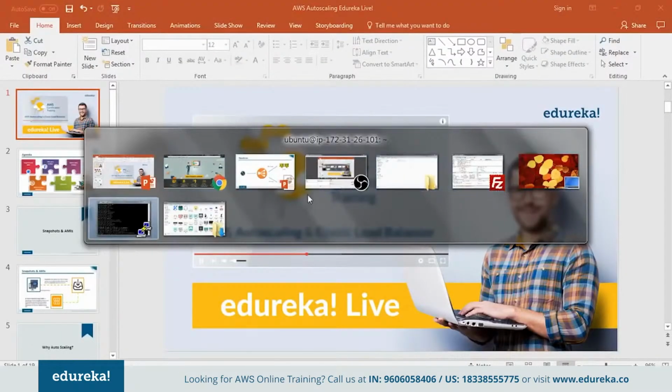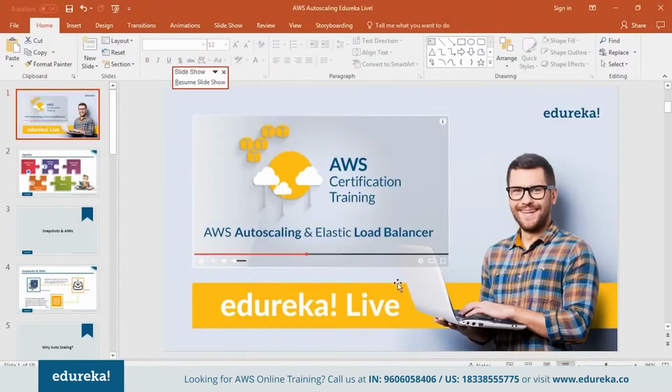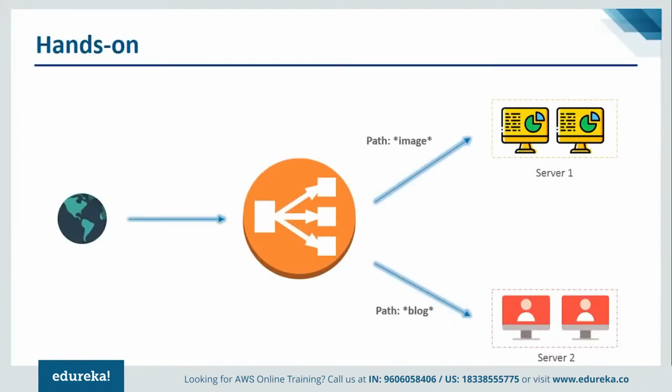Let me quickly go to my PPT. We created a load balancer which intelligently identifies what the user is asking. If he's asking for image, he'll go to server 1. If he's asking for blog, he'll go to server 2. In place of image and blog, I've just specified server 1 and server 2 so that it becomes easy for you to understand. One more part that I missed.